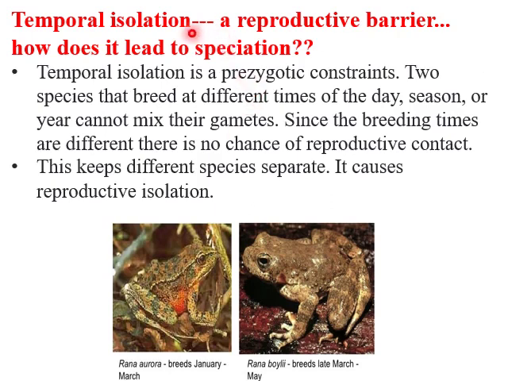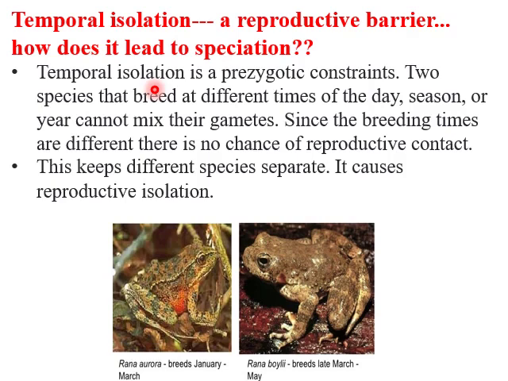Temporal isolation is also a reproductive barrier. Now we will discuss how it works in speciation, or in the formation of a new species. Temporal isolation is a prezygotic barrier.